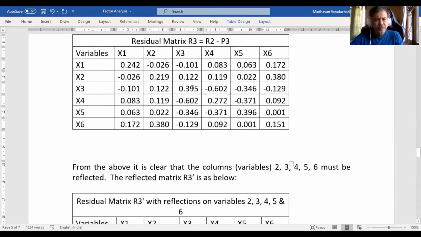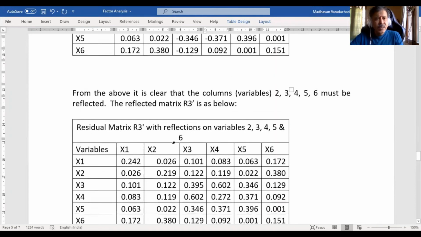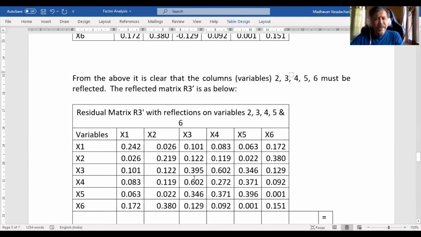Again, identify which are all the variables to be reflected. So if you come to x1, x2, x3, x2, you may notice x2 is already considered, so you ignore x1 then. x3 you considered here, x4 you considered here. So that means you may notice 2, 3, 4, 5, 6 must be reflected. That means the signs or the weights will be all 1 or -1. That is what the weights will be. Right. The reflected matrix means all these without the signs.